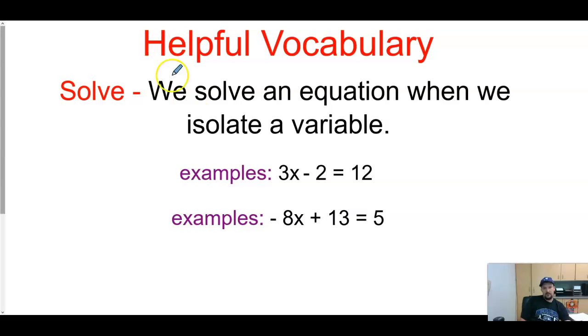An example of this would be just a simple one-step equation. So 3x minus 2 equals 12. Basically we're trying to get this x by itself. In this case we would add the 2 and then divide by 3 because we're trying to get x by itself. Or here we would subtract the 13 and divide by negative. So these are some examples of what an equation will look like when we are solving the equation.